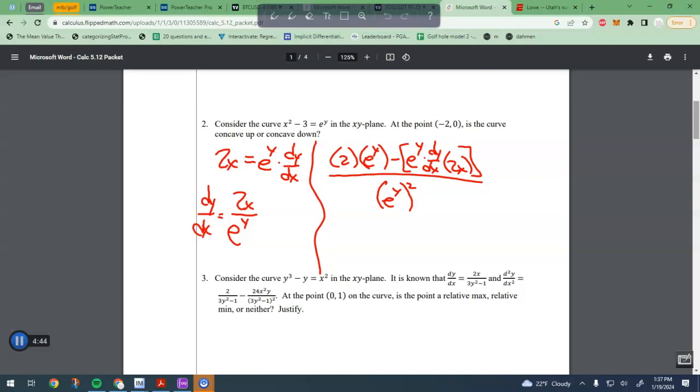So now, this is d2y over dx2, the second derivative. What I care about is whether the second derivative is positive or negative. I could simplify. I could even get real crazy and, instead of putting this dy dx here, put this in and simplify the algebra, but I'm not going to. I'm going to figure out what this comes out to. So what is dy dx at negative 2 comma 0? 2 times negative 2 over e to the 0. E to the 0 is 1, so dy dx is negative 4.